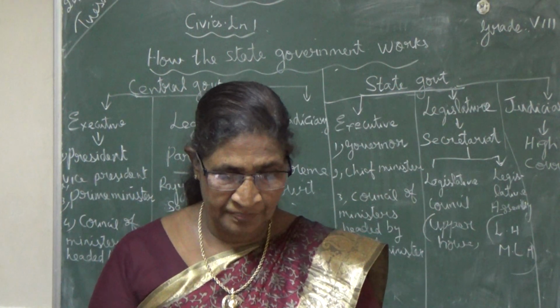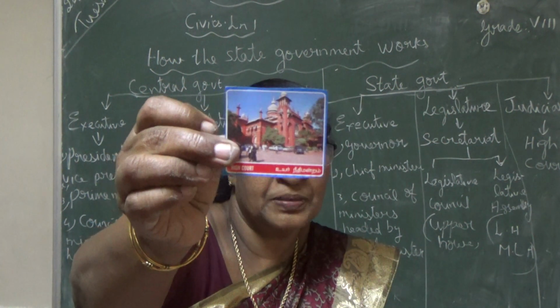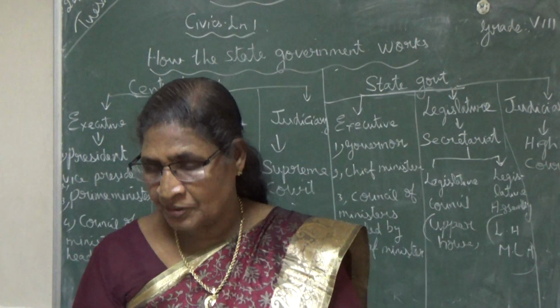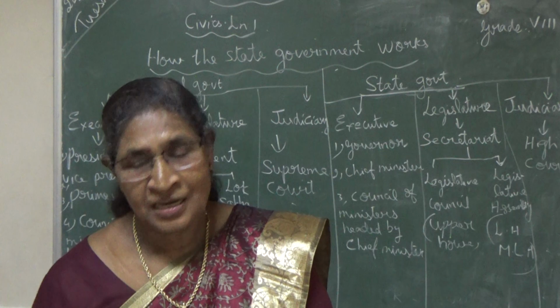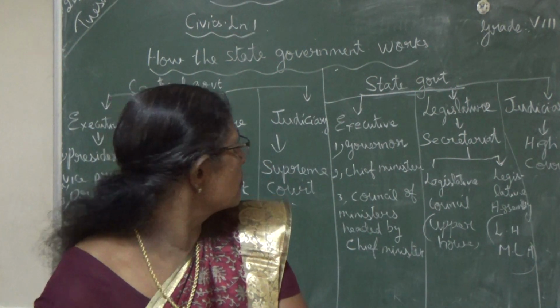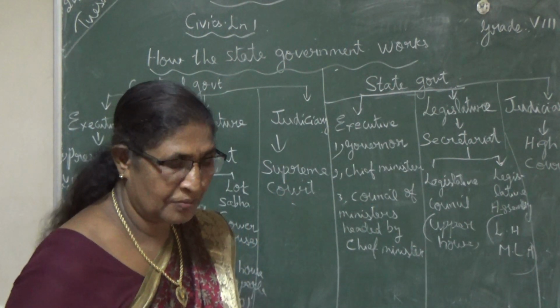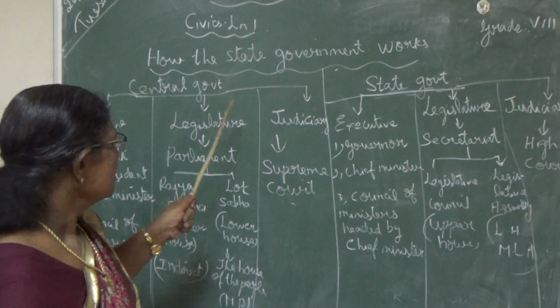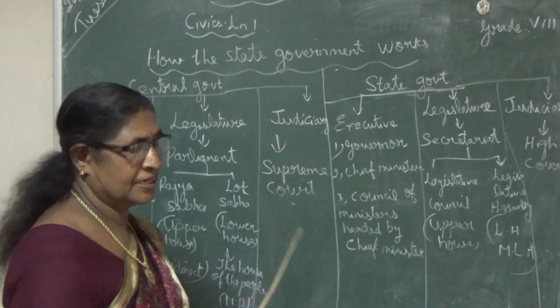Okay, Tamil Nadu High Court. This is the picture of the Tamil Nadu High Court. So this is about the structure of our government. That is the executive. What are the three organs of our government? Executive, legislature, judiciary. The same for the state government also.